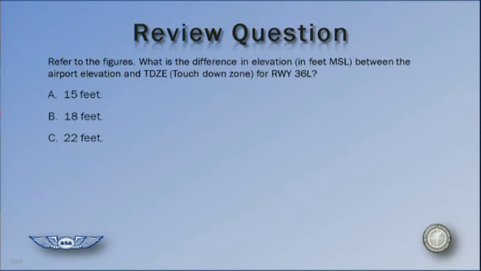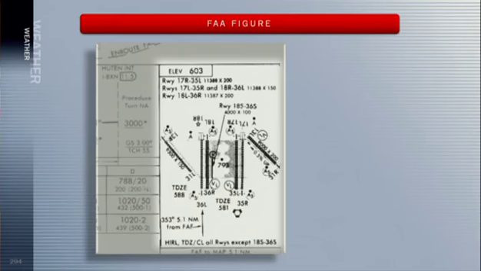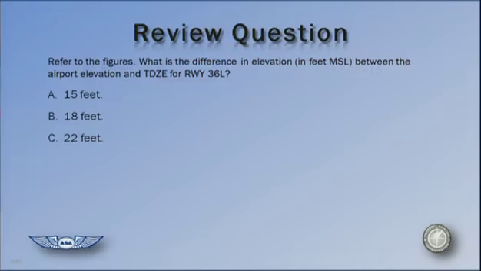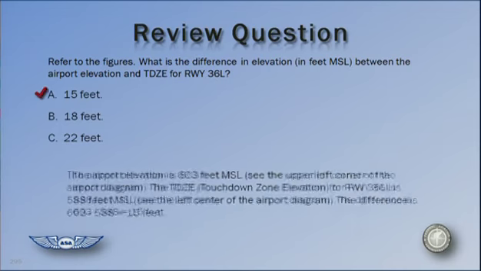Again, referring to figures, what is the difference in elevation, in feet MSL, between the airport elevation and the touchdown zone for runway 36 left? Which of these three? Well, we have to look at our figure here to determine this. Elevation is 603 feet, the airport. Touchdown zone, 588 feet. Do a little math, subtract 588 from 603, we get 15. Back to our question. The answer is A, 15 feet.